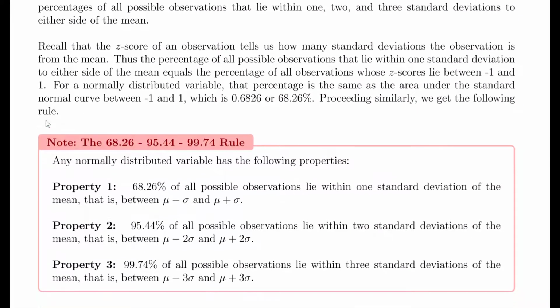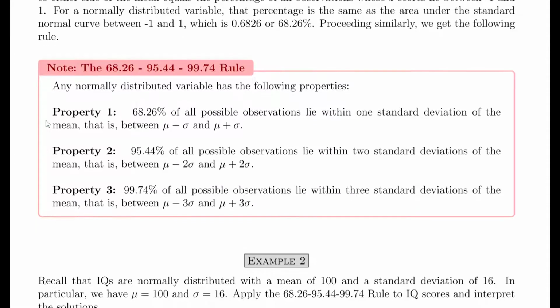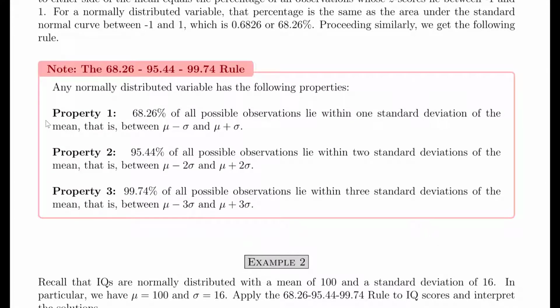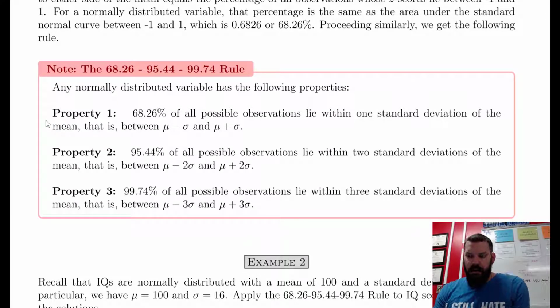When we talk about some specific values with the standard table, there is a special rule. It's the 68.26, 95.44, 99.74 rule. A lot of people just call it the 68, 95, 99 rule. Those decimal values do become important though. But the first property of this rule says that 68.26% of all data lies within one standard deviation of the mean. Then we expand that out.